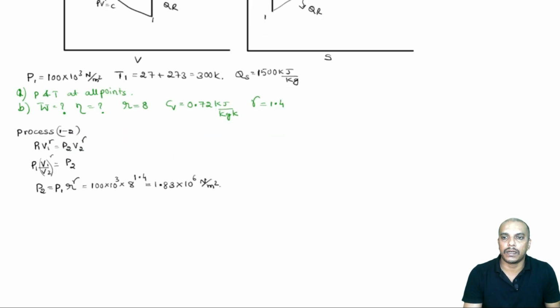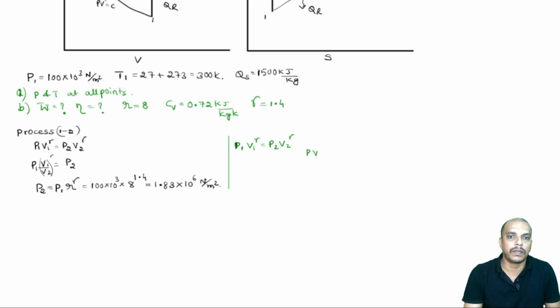Similarly, let us go for T2. Now, how do we find out T2? A similar expression can be used, for the same process 1 to 2. I want a temperature ratio, not a pressure volume relationship. I will go for the temperature ratio. Now, how do we do that?